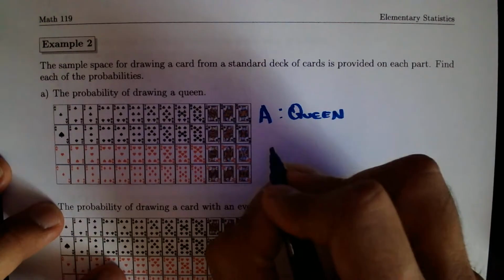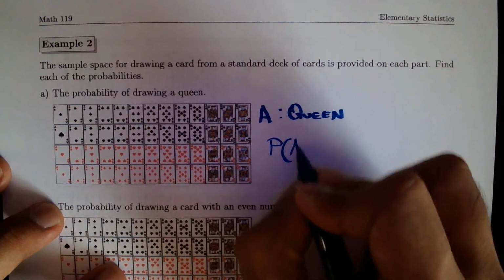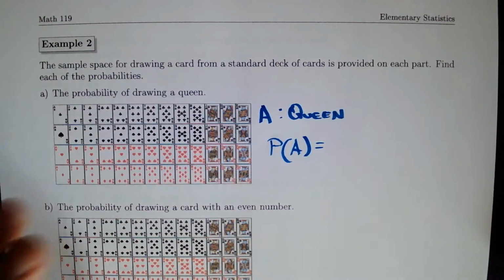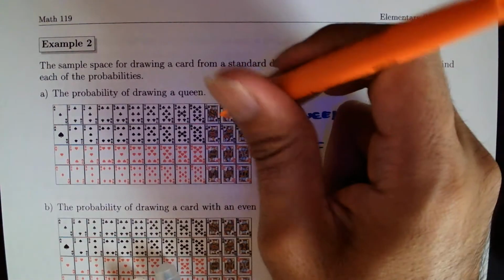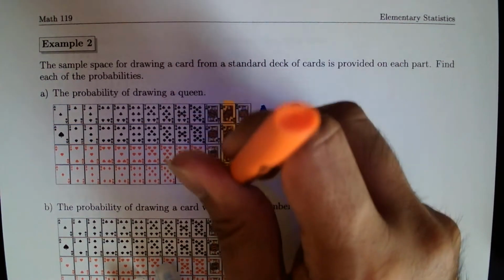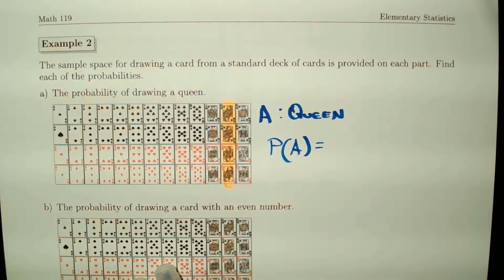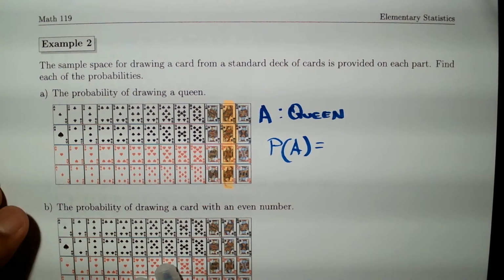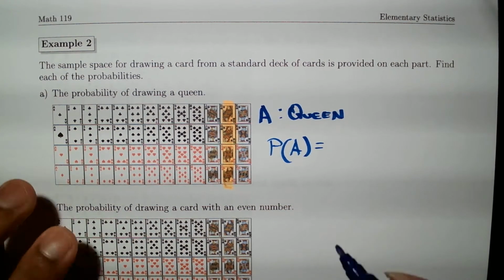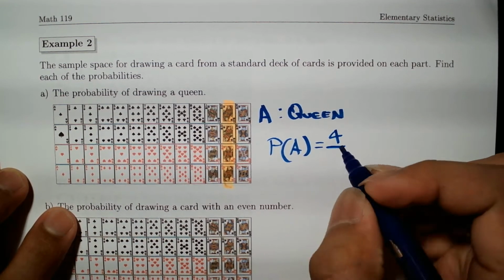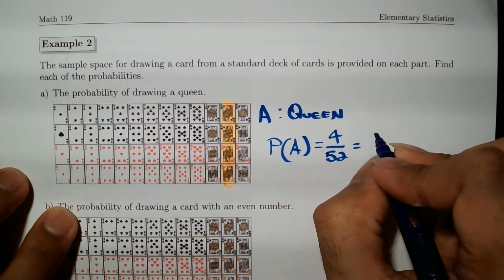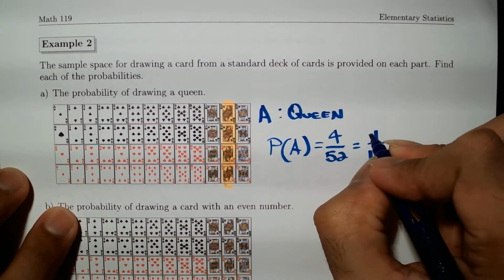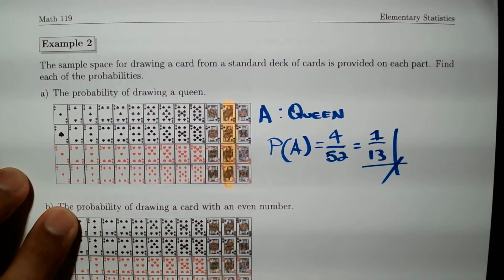Okay, and we are going to find the probability that the event A occurs, which is going to be, well, let me look for all the queens in this deck of cards right here, and I'm going to highlight them. So all the queens are right here. How many successes? In other words, how many total queens do we have? In this case, we have 4 out of 52, which can be reduced to 1 over 13.